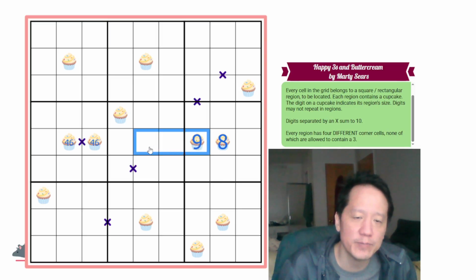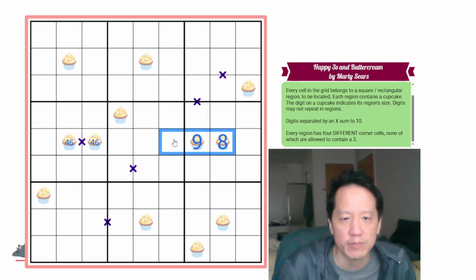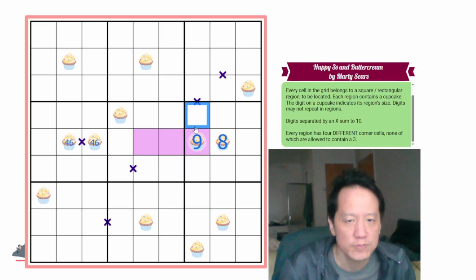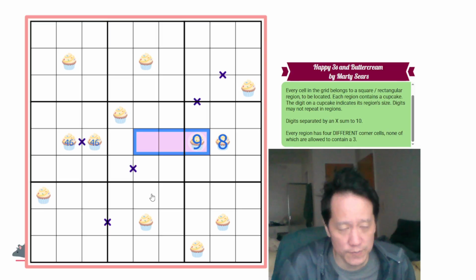This 9 means that it's 3 in one direction, and it cannot contain the 8, because each region contains one cupcake. And if you did have two cupcakes, the problem is they would be the same number, which is not allowed. So this is the same region, and we could go up or down. We're not sure exactly which, or it could go both. So this is part of the same region.